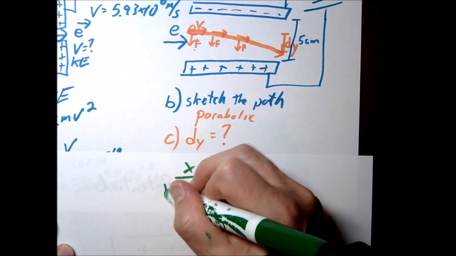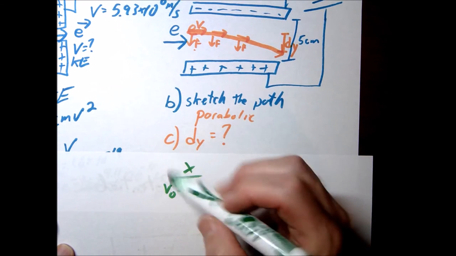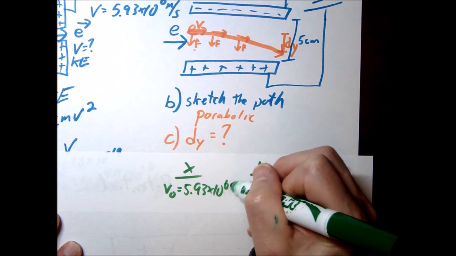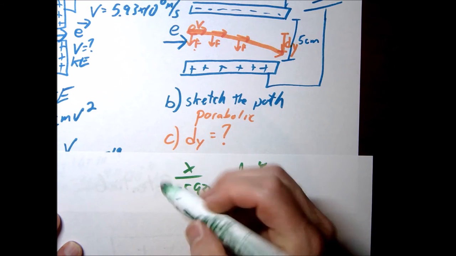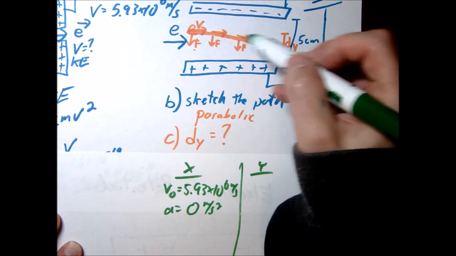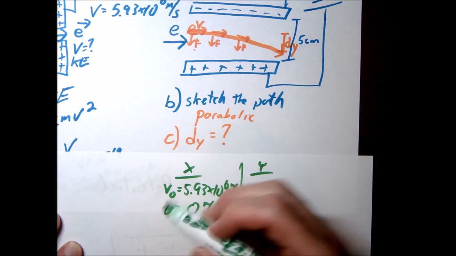So we can see our v initial is what we just solved earlier, right? So we got 5.93 times 10 to the 6. This is in the x direction here. Our acceleration is going to be 0. There's nothing accelerating us horizontally, right? It's just a vertical acceleration.